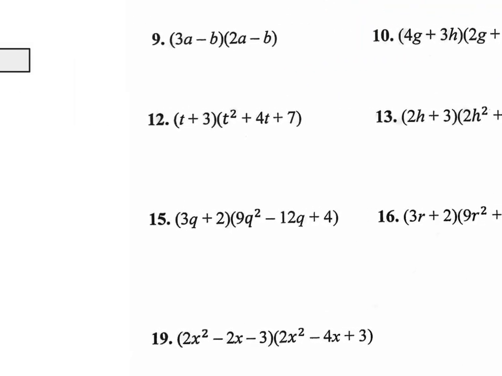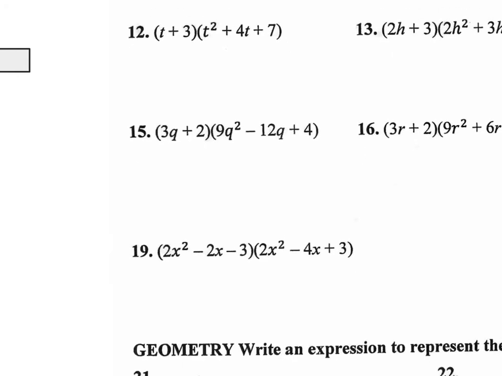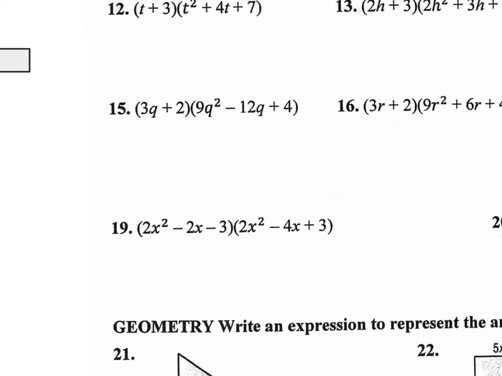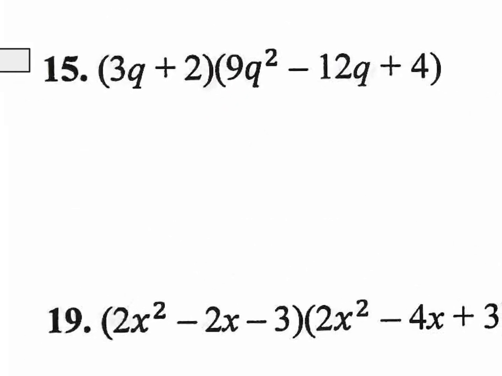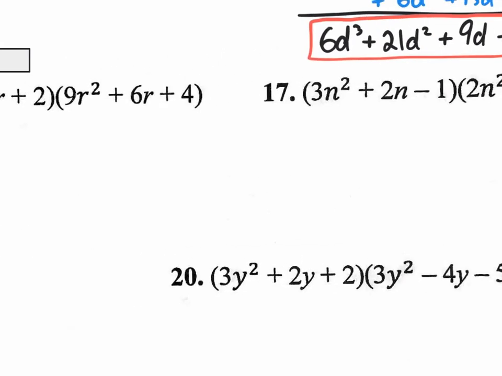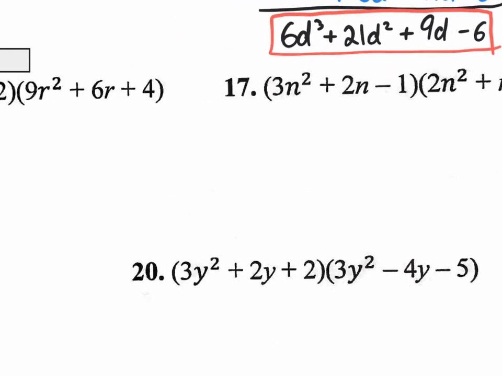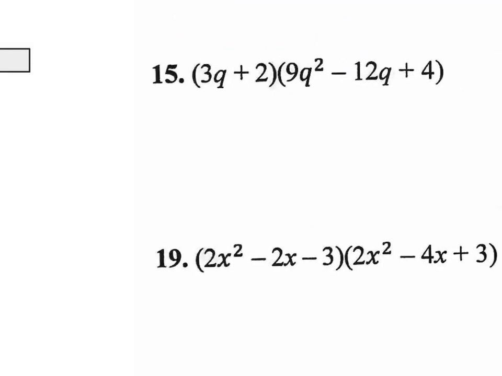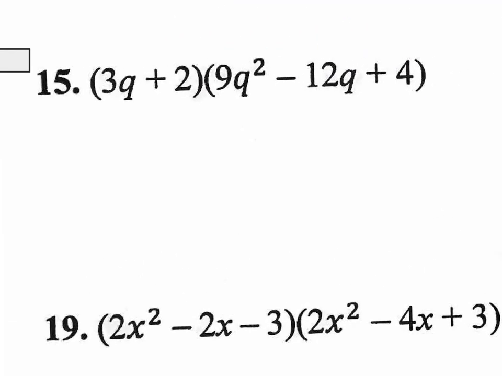Which other one? 15? 15 and then 17? Dang, 17. Yeah, 15 then 17. So 15, let's distribute. Different colored pens. 3q times 9q.